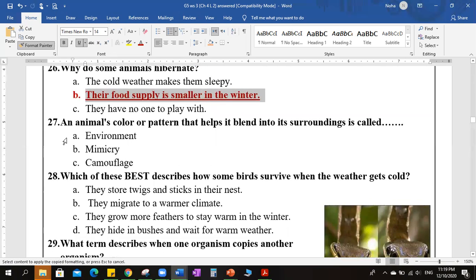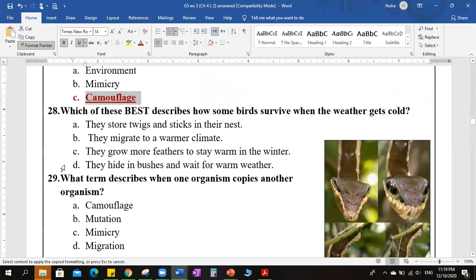Number 27, an animal's color or pattern that helps it blend into the surroundings, to be invisible. That's what we call camouflage. Number 28, which of these best describes how some birds survive when the weather gets cold? That's right, they migrate to a warmer climate.